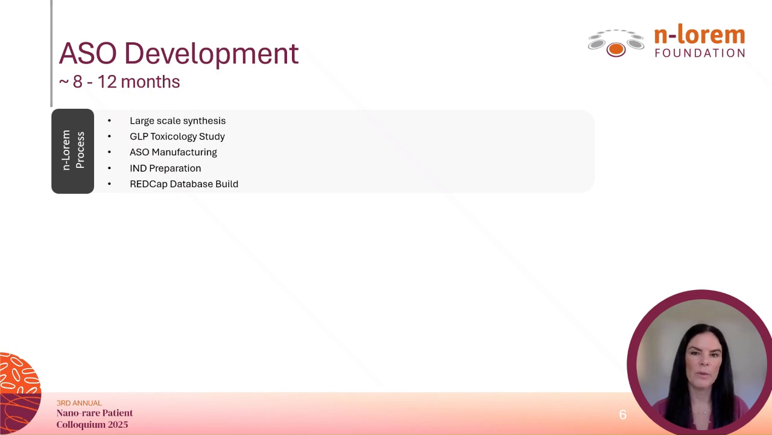In parallel, we also arrange for the drug to be manufactured according to FDA guidelines so that it is ready for patient treatment. Once the documentation from the GLP toxicology study and manufacturing process is available, the n-Lorem team then moves into IND preparation. The IND is a collection of documents totaling more than 1,000 pages, which will then be submitted by n-Lorem to the FDA for review.